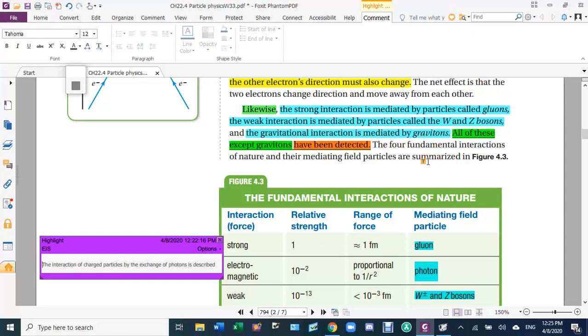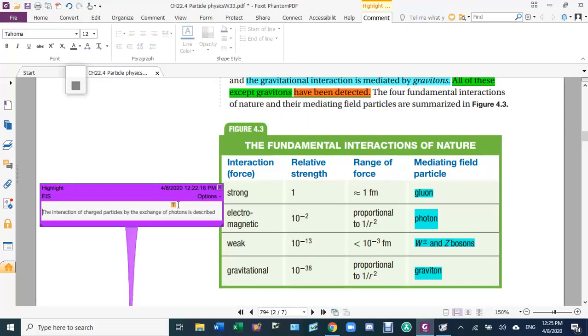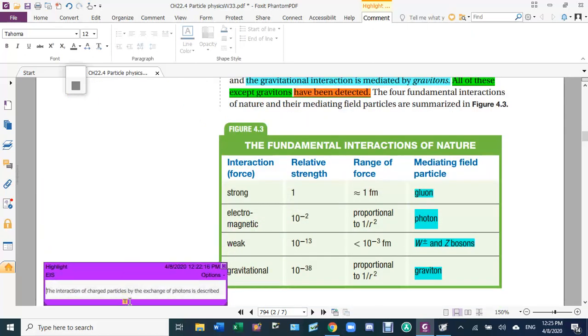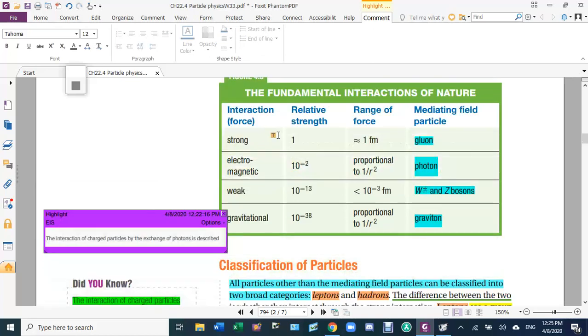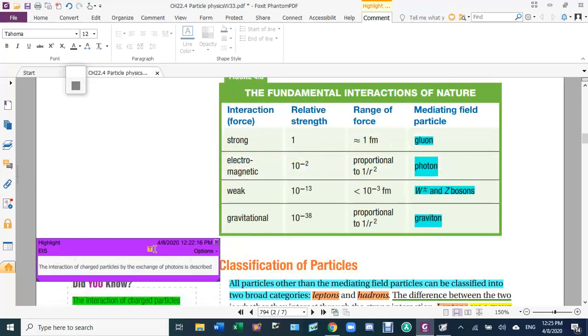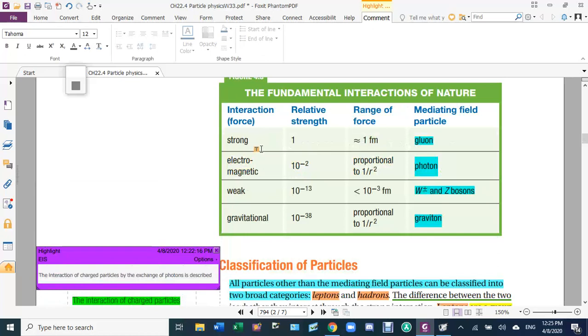We can see the four fundamental interactions of nature, and we can summarize them and their mediating field particles in the figures. Interaction force number one, strong. Relative strength, 1. Range of force approximately 1 femtometer. Mediating field particles, gluon.